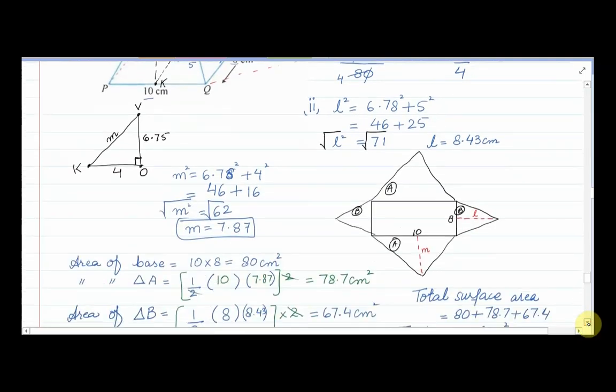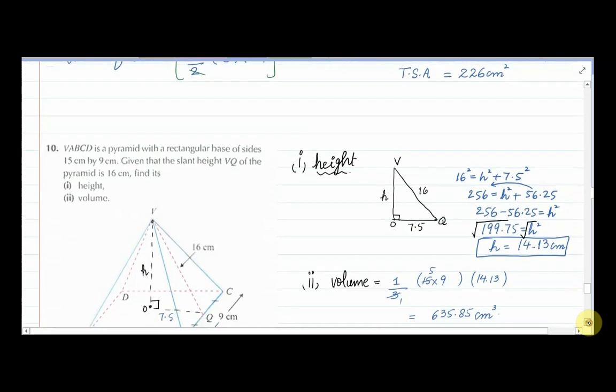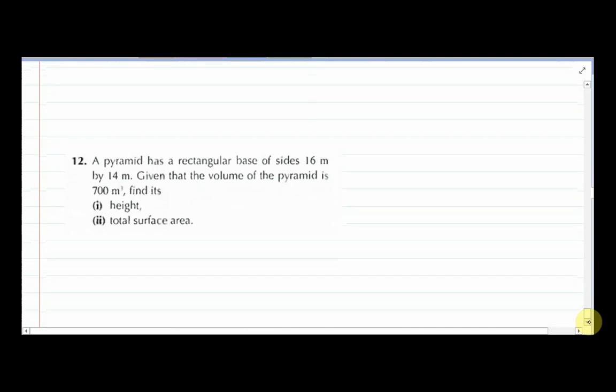All right, so after question number 10, moving on to the next question. Yes, this one. A pyramid has a rectangular base of side 16 meters by 14 meters. Given that the volume of the pyramid is 700 meters cubed, so volume is known, that is 700 meters cubed, and we have a rectangular base. You need to find its height. For the first part, height is unknown.